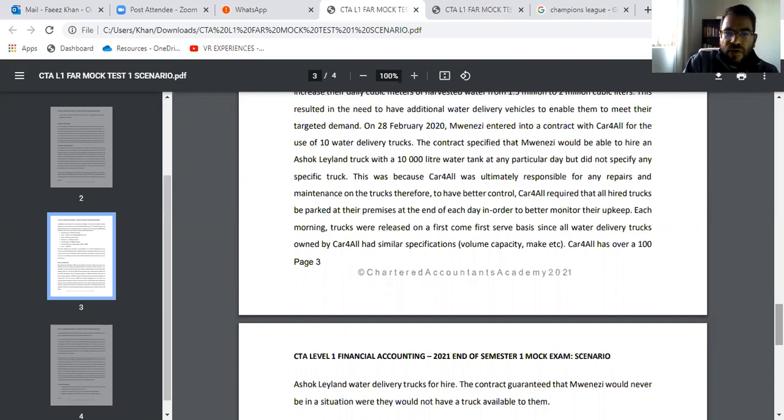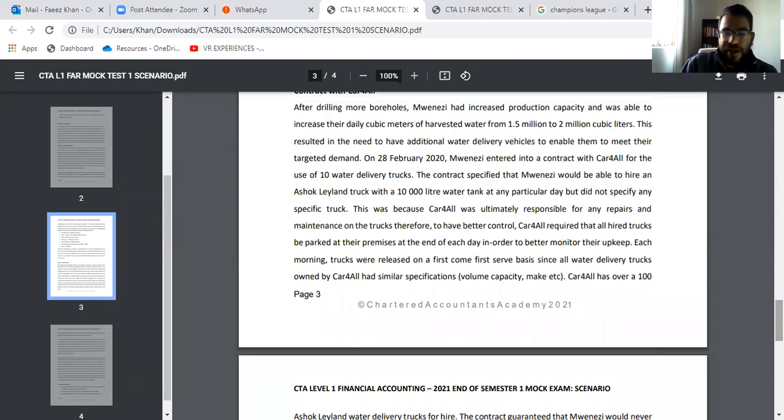So the use of 10 water delivery trucks. The contract specified that Wenezi will be able to hire an Ashok Leyland truck with 10,000 liters of water at any particular day. So there you can see, they want 10 water delivery trucks, which are Ashok Leyland, with 10,000 liters. What is specified is that we're hiring 10 trucks, which are Ashok Leyland of 10,000 liters. They're not specifying the exact truck, and we will have to come every day. So the question is, is it a lease or not?